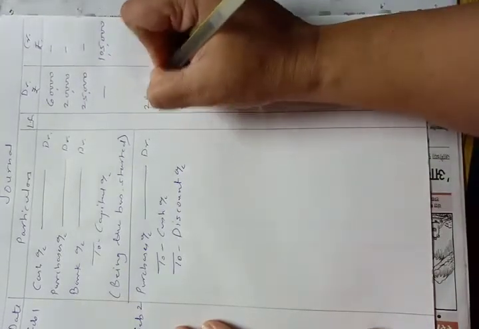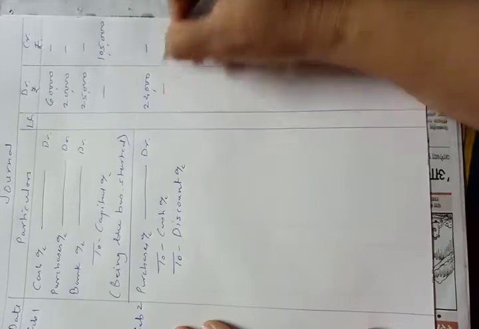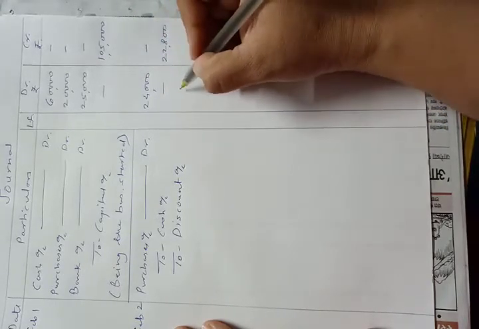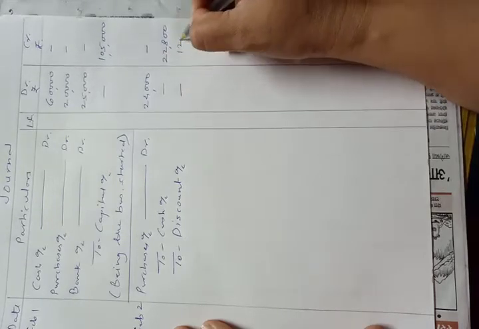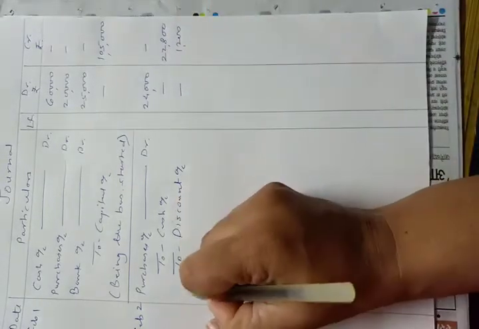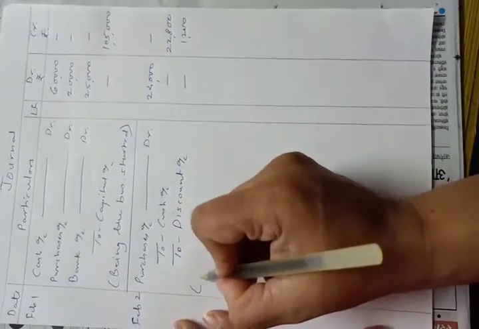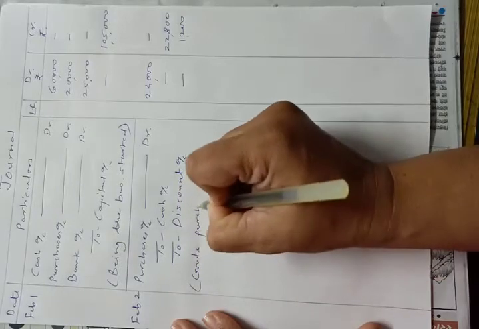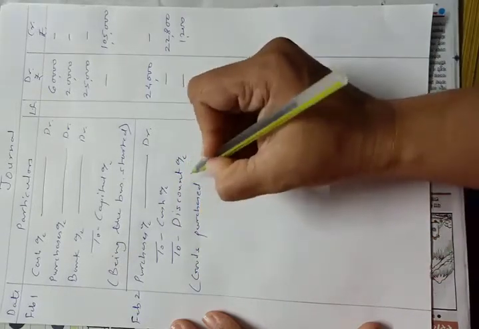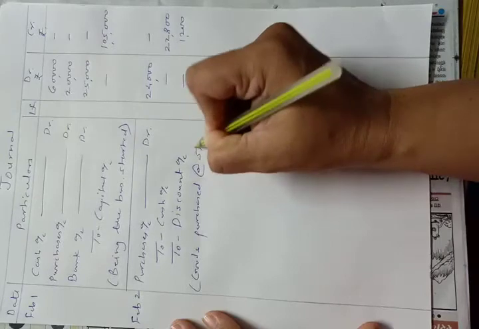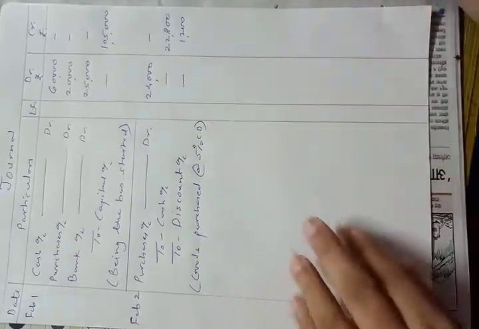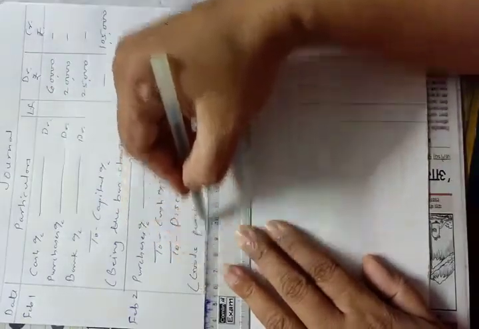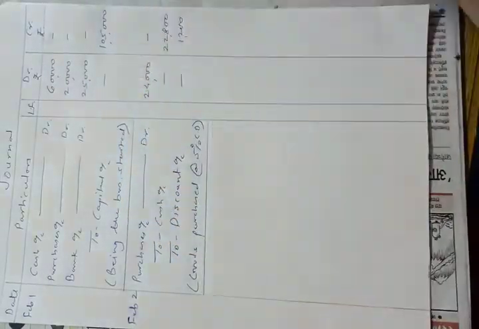Purchases was done worth rupees 24,000. Cash was given 22,800 as per our calculation, and discount received is 1,200 in this transaction. So narration will be the goods purchased at 5% cash discount. Only goods purchased is also sufficient.